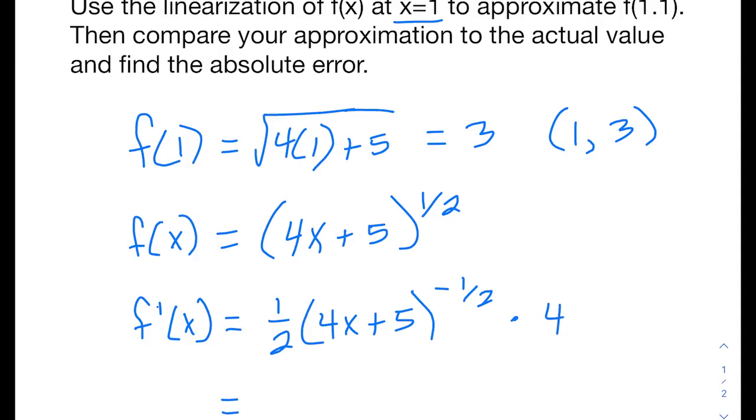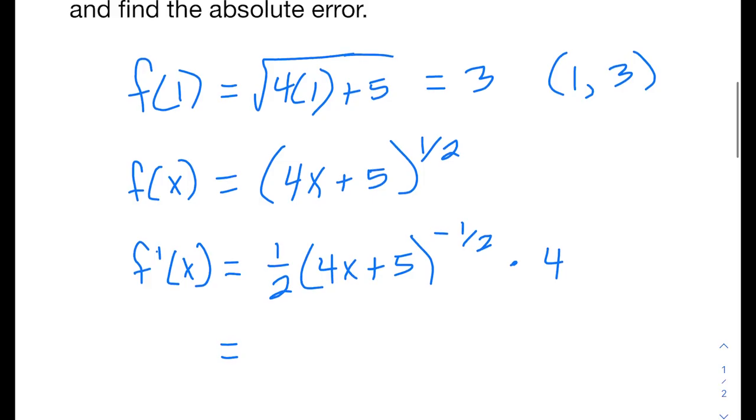And if we want to clean that up a little bit, 1/2 times 4 will be 2. And to make the exponent a positive, we move it to our denominator. So it would be 2 over 4x plus 5 to the positive 1/2. And we could write that as a root to convert it back to the same form of our original function. So your derivative would look like this.